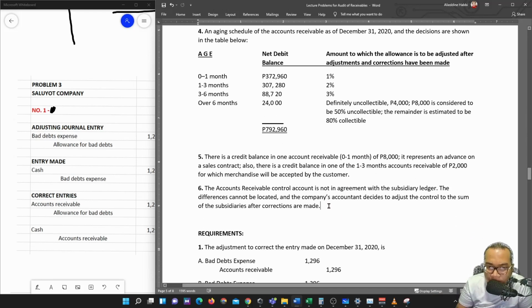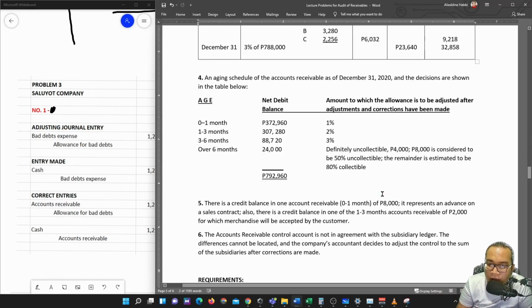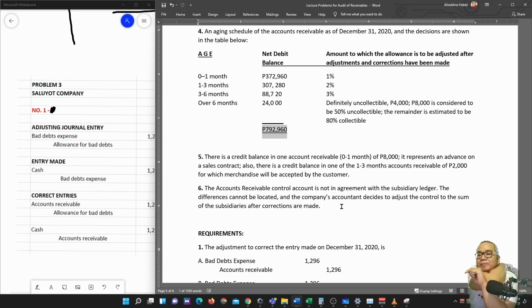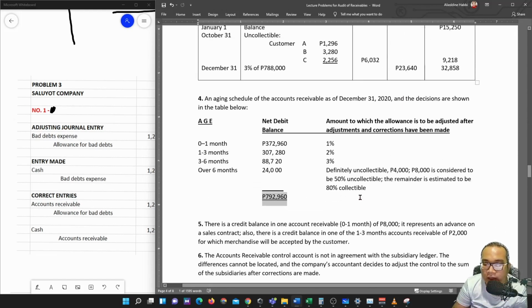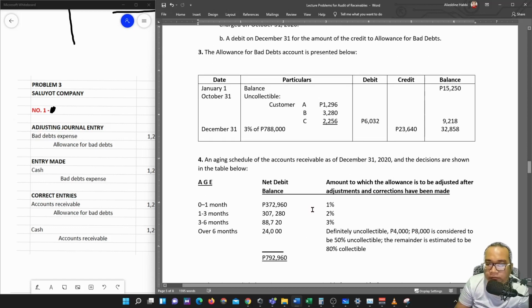And lastly, the accounts receivable control account, yeah, ito, si 788, is not in agreement with the subsidiary ledger. Itong si 792960. So, anong ginawa ni ano? Anong mangyayari? So, the differences cannot be allocated. So, the company's accountant decides to adjust the control to the sum of the subsidiaries after corrections is made. So, ayan. Kung ginawa, ang main lang yan, di ba? Hindi sila in agreement. Kasi ito, 788. Yung sa subsidiary is 792960. So, ang sabi dito, okay, i-adjust muna natin to.